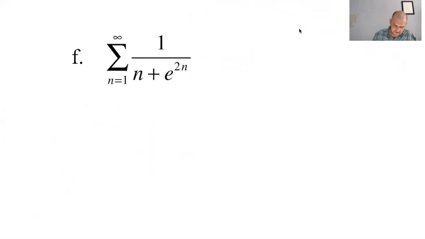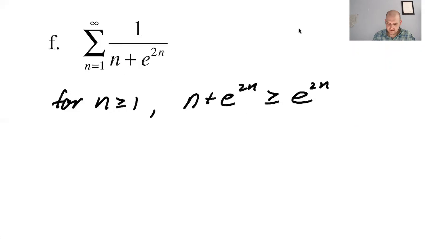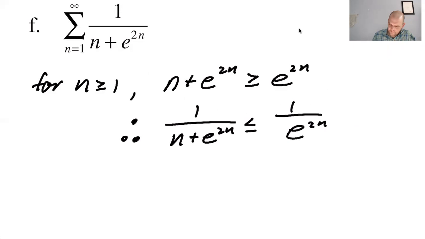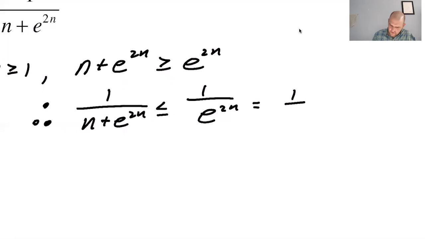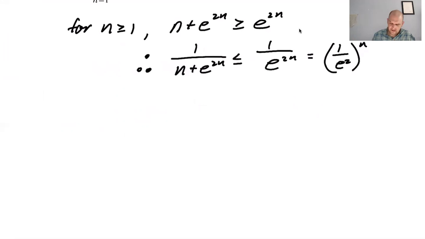All right, this one's going to be straightforward-ish. I'm thinking geometric, right? So for n greater than or equal to 1, n plus e to the 2n is definitely greater than or equal to e to the 2n. And 1 over e to the 2n is geometric, and so that's good. So therefore, 1 over n plus e to the 2n is less than or equal to 1 over e to the 2n. And I'm going to say that this is equal to 1 over e squared to the n. And I'm saying that because it makes the geometric series a little more obvious, I guess.